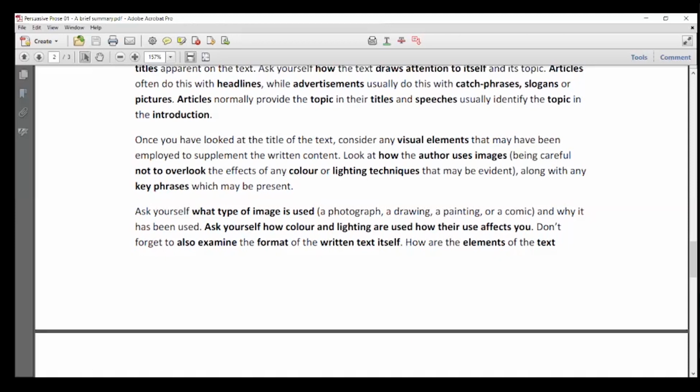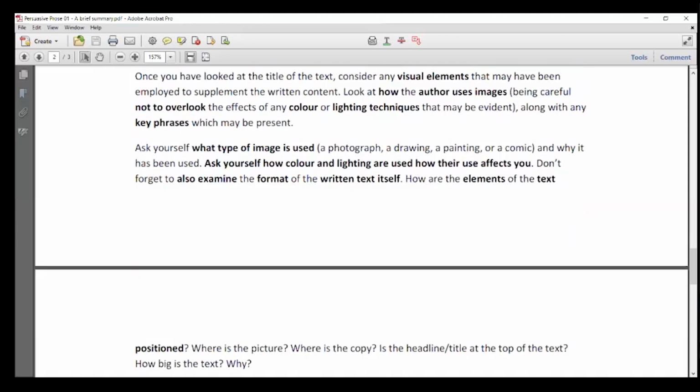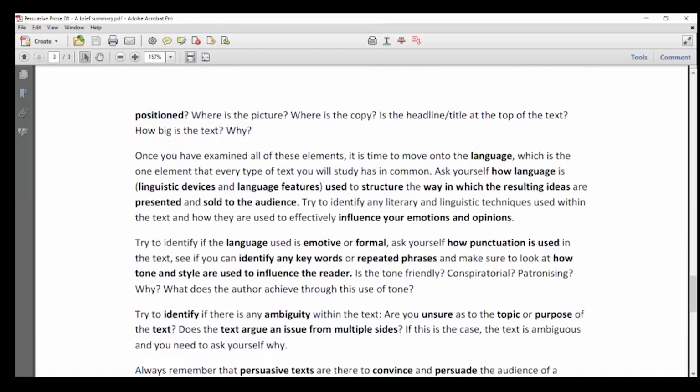Once you have examined all these elements, it is time to move on to the language, which is the one element that every type of text you will study has. So all texts will have language. There are language features, or linguistic features, used to structure the way in which the ideas are presented and sold to you. They are selling an idea, whether it's a speech or an advert, they are all selling an opinion, saying buy into them and believe it. Try to identify any literary or linguistic techniques used within the text and how they are used to effectively influence your emotions and opinions.